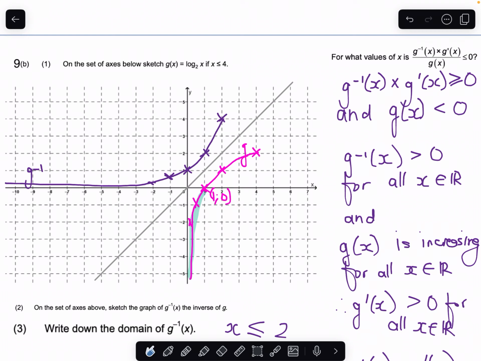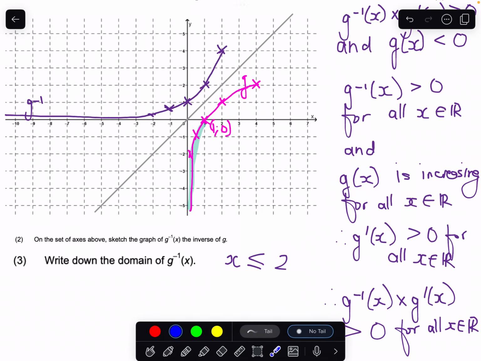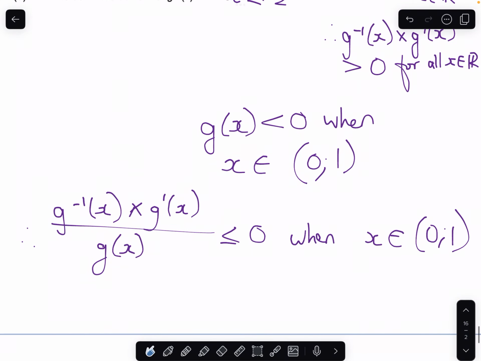And then the domain, we agree x is anything from negative infinity to 2. That is for the inverse function. And then we have this inequality only being true when x is between 0 and 1.